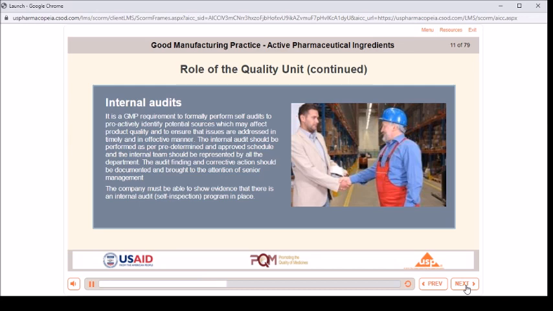The internal audit should be performed as per a predetermined and approved schedule, and the internal team should be represented by all the departments. The audit findings and corrective actions should be documented and brought to the attention of senior management. The company must be able to show evidence that there is an internal audit, self-inspection program in place.